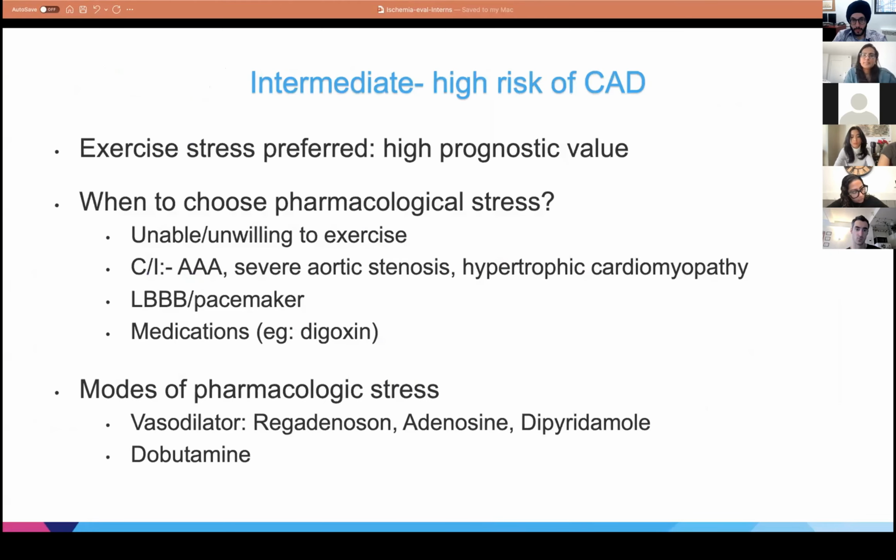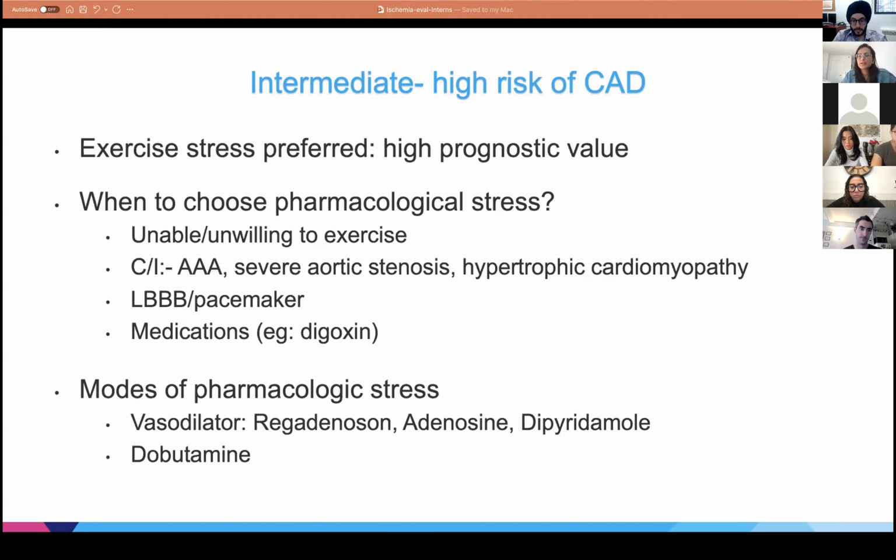All right, so intermediate to high risk of coronary artery disease. If the patient can exercise, it's okay to choose exercise stress because you can get good prognostic information from an exercise ECG. In addition, when you combine it with an imaging modality such as a stress echo or a stress nuclear.